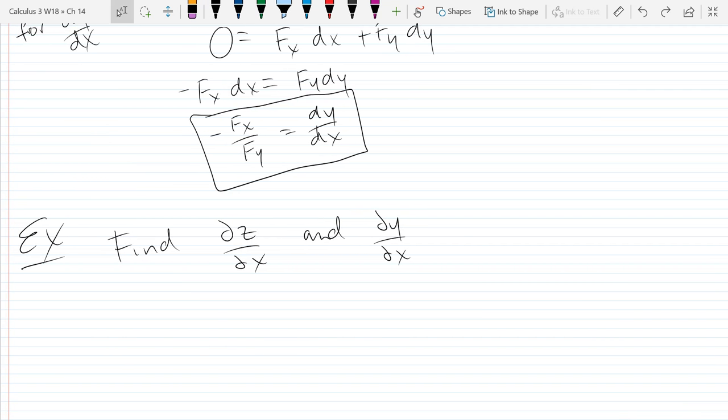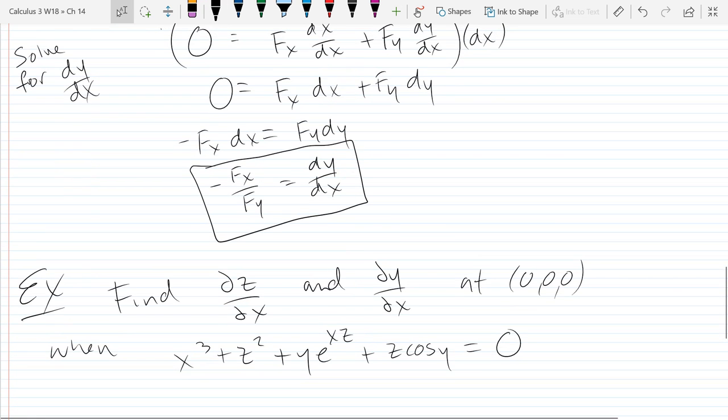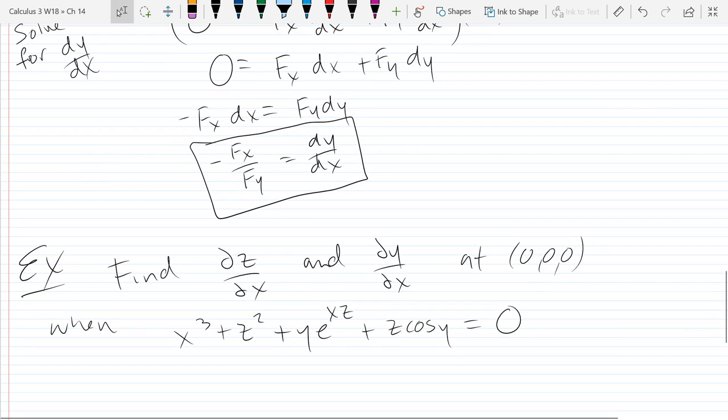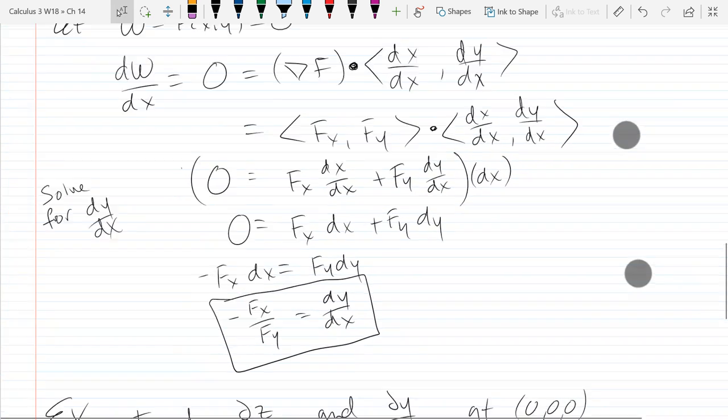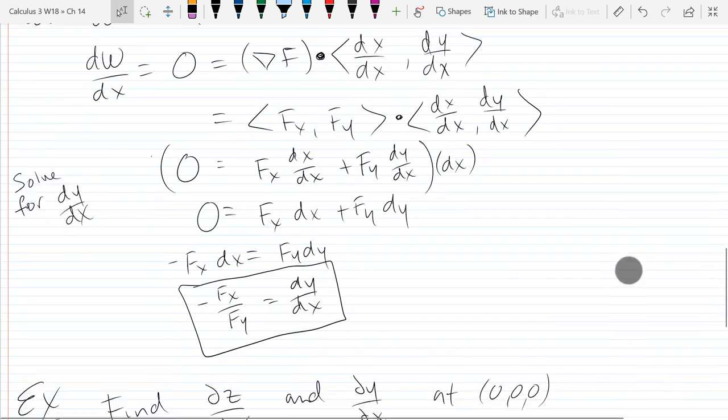And so I want to find those two at 0, 0, 0, when x cubed plus z squared plus y e to the xz plus z cos y equals 0. To make this look like the previous formula, I'm going to call this whole thing capital F of x, y, z.